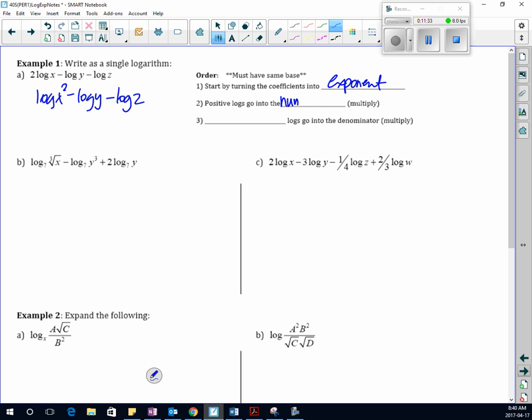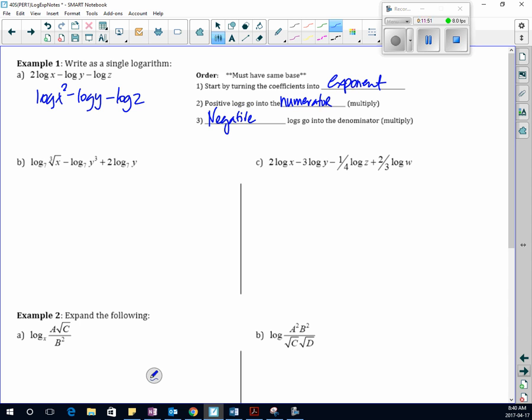Numerator. And negative logs go into the denominator. So all negative logs are going to go into the denominator. All positive logs are going to go into the numerator. And whatever's on top, we're going to multiply together.